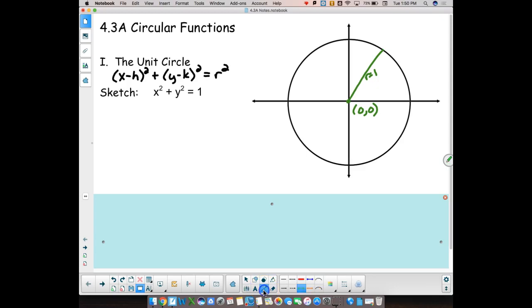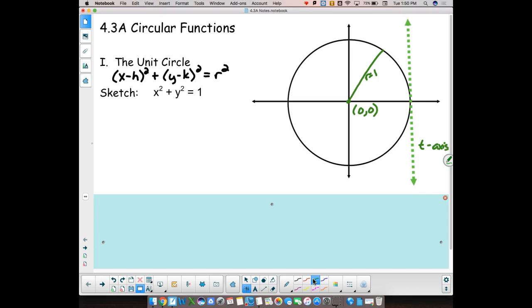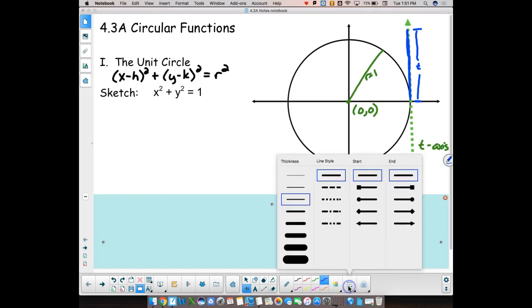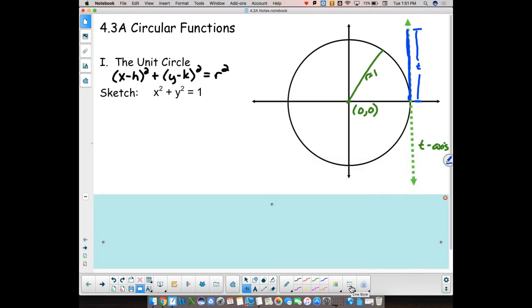Now, if I add in something called a t-axis, what I'm going to do then is set a t value. So from here all the way up to here is my value of t. And I'm going to wrap that t value around my unit circle. So if I wrap that t value around my unit circle, it goes out to probably about there, we'll say.